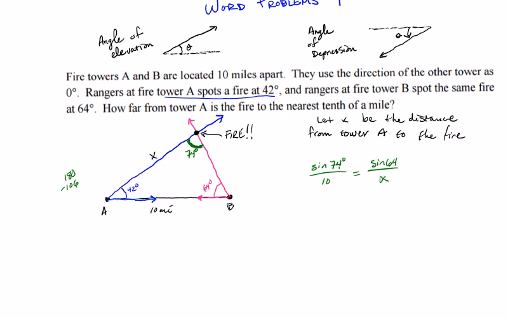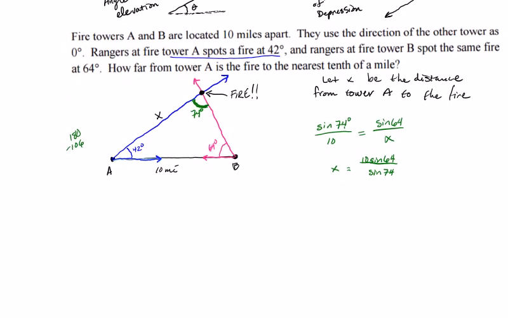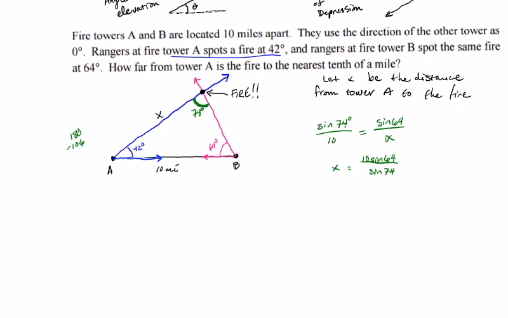We're going to cross multiply, divide. X is going to equal, right, 10 sine of 64 over the sine of 74. Make sure your calculator is in degrees, and you should be able to get x. And the x is going to be approximately 9.4 miles. Okay, round to the nearest tenth, so 9.4 miles.